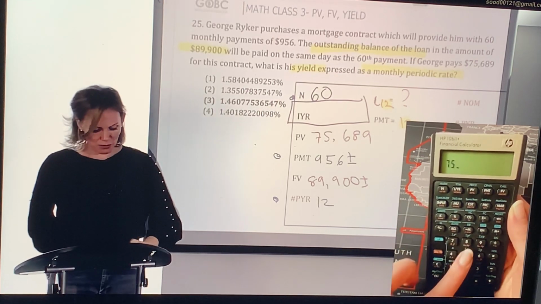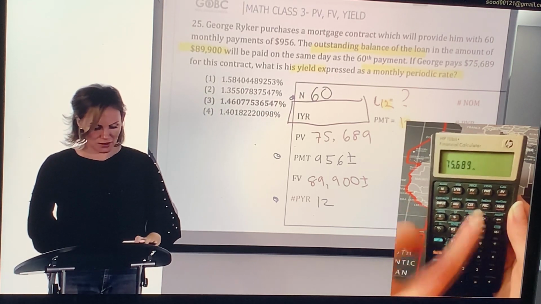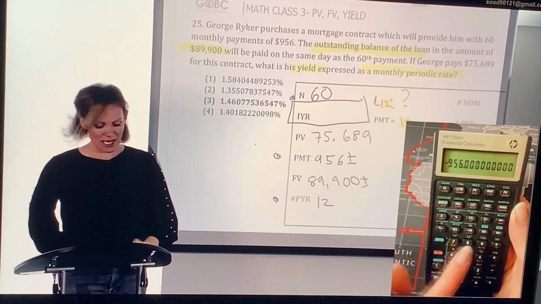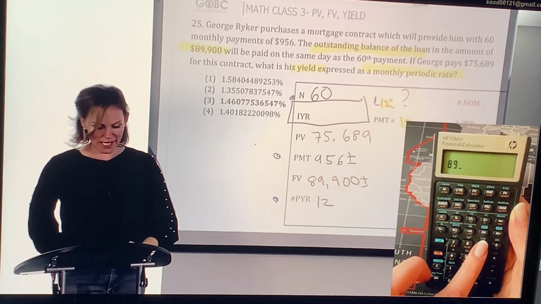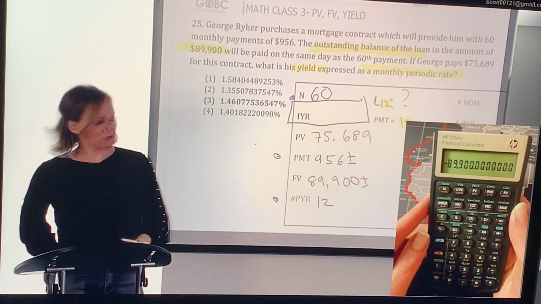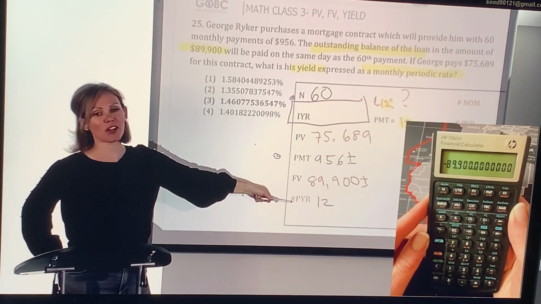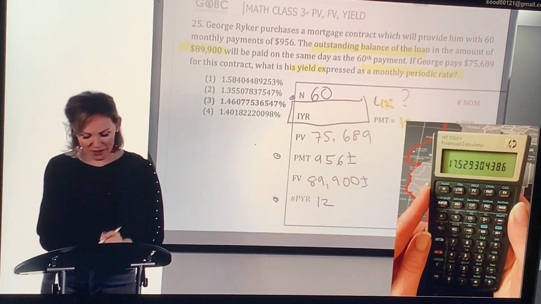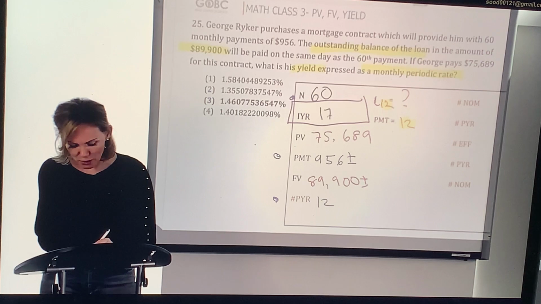Skip IYR. Put your 75,689 PV, 956,000 plus minus payment, and then 89,900. Make sure that you don't forget about that 900. Right, 89,900 plus minus future value. So make sure all the numbers are in. Make sure that PYR is definitely in. And after you plug in all the keys, press your IYR. Mine came up to 17.52. That's what I got, 17.52.